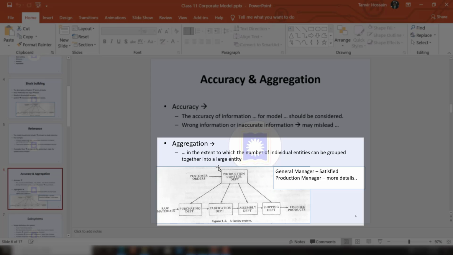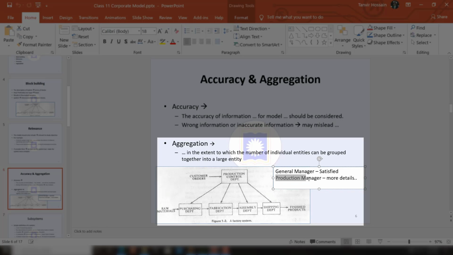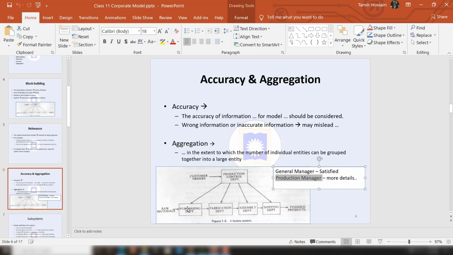So as you can see here, general management is satisfied with this description, but the production manager may not be satisfied with this specific block building model, because the production manager will need to know more details under each of these specific blocks. The purchasing department, what are the interdependent blocks under this department, the fabrication department, and all that.